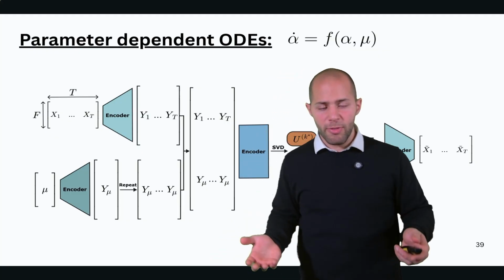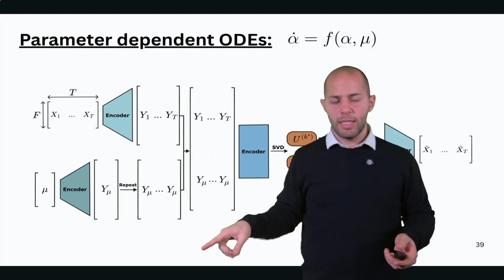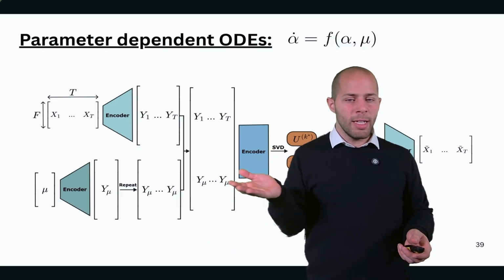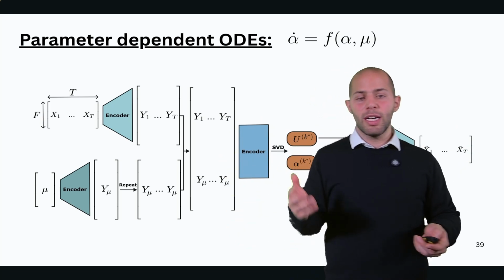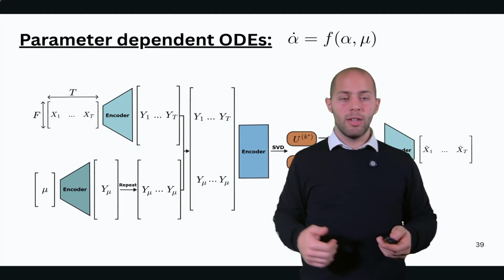And basically, the only difference that we did is we're going to take the Y that's coming from the X and Y that's coming from mu, and we're going to concatenate these, and repass them through a small encoder part, just to mix them a little bit. It's a fully connected network. And then we're going to do the SVD. And so now the SVD and the DMD not only depend on X, but they also depend on mu.